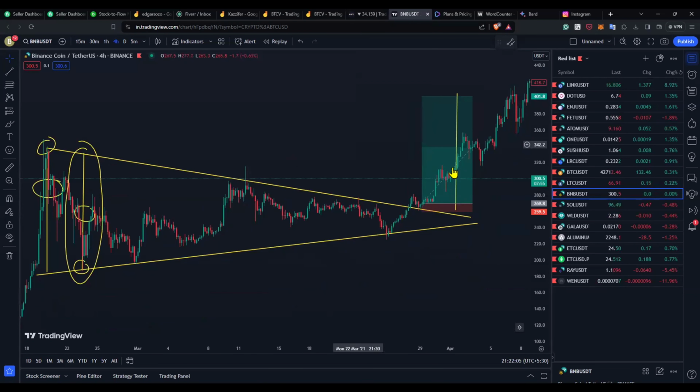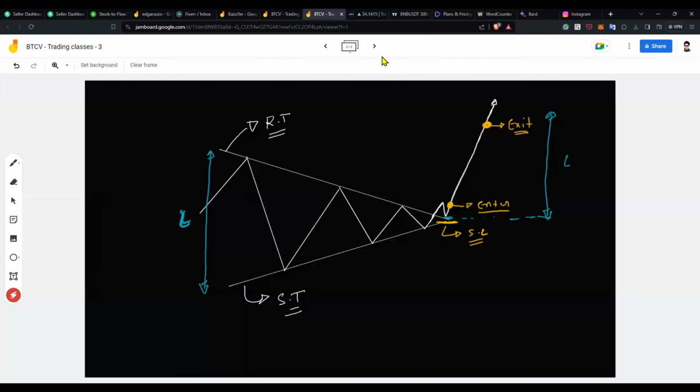Now, if you have understood this particular point, then very good. That means you have automatically understood the ascending triangle and descending triangle as well. Now, let me quickly complete the second point.